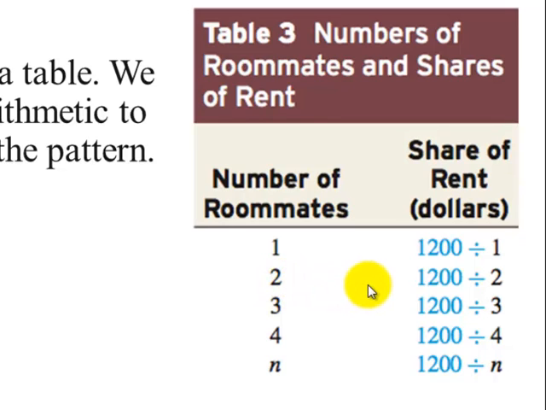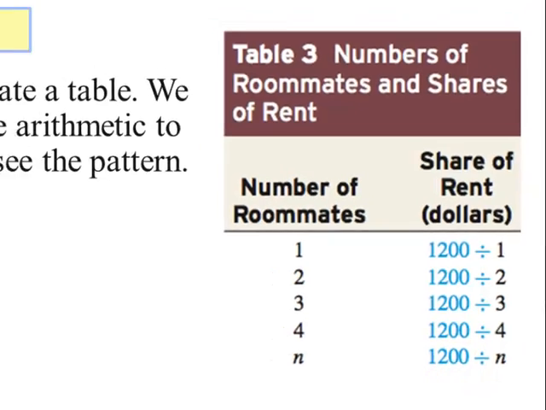For 2 roommates, the rent would be cut in half. 1,200 divided by 2 is 600. If there are 3 roommates, that's 1,200 divided by 3, which is $400. If there are 4 roommates, now it's split 4 ways. 1,200 divided by 4 is 300. And if we talk about n roommates, that's 1,200 divided by n.